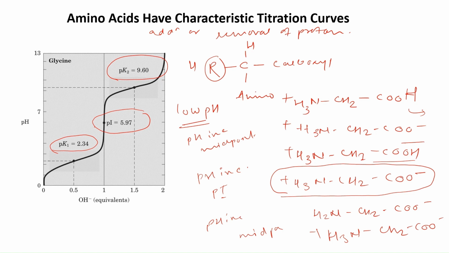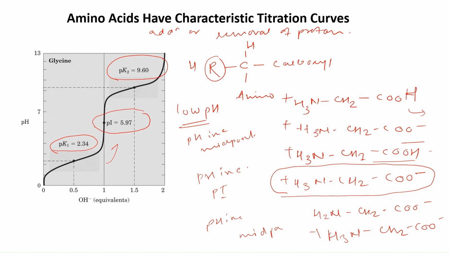So at very low pH, what is happening? It is a fully protonated form. That means H is present on the amino terminal and H is present on the carboxyl terminal also. As the pH increases, that means in the solution H plus is going down. In that situation, the carboxyl terminal will start losing protons. At some midpoint, half of the carboxyl terminals have donated protons and half are in the protonated form. And that midpoint pH is pKa1, 2.34 for glycine.